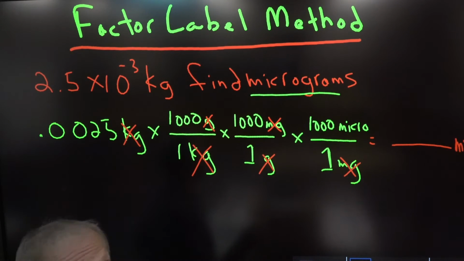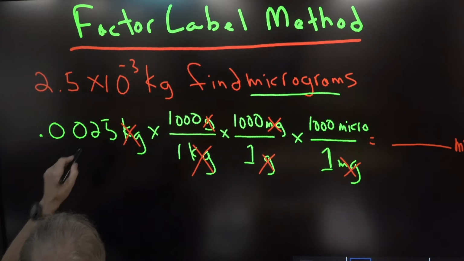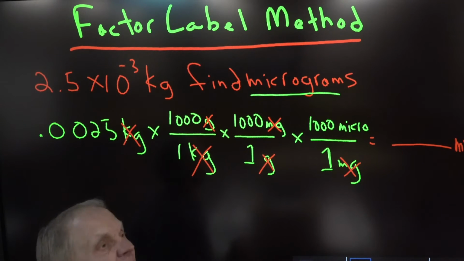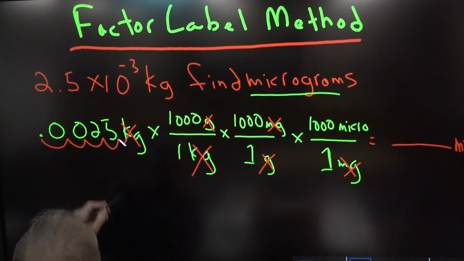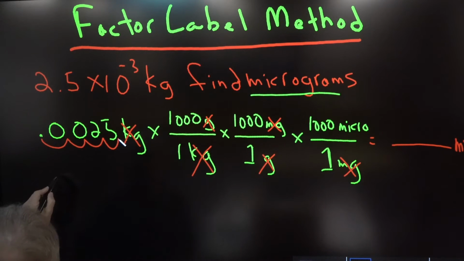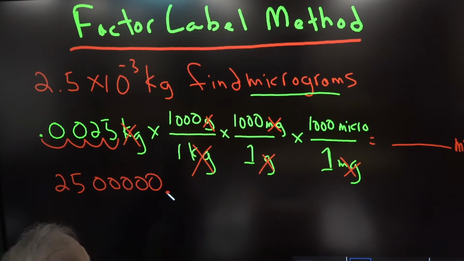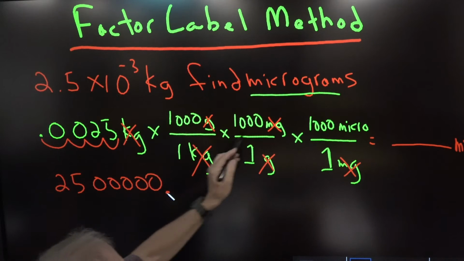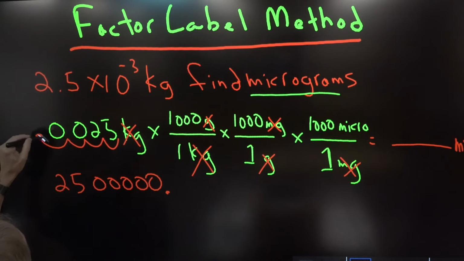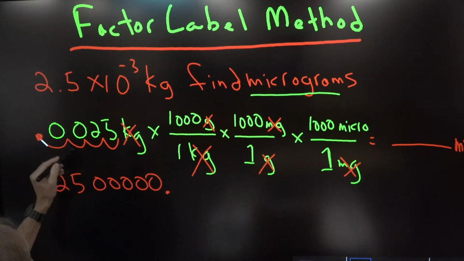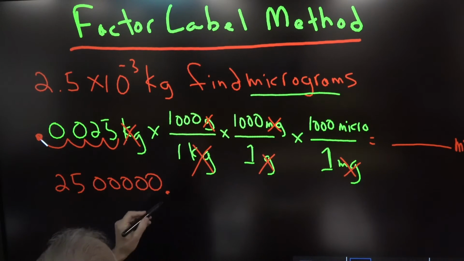So what I like to do is count the zeros, 1, 2, 3, 4, 5, 6, 7, 8, 9. So what that means is I'm going to multiply that number and I'm going to move the decimal place 9 places to the right. 1, 2, 3, 4, and then 5 more places. Now, once again, I count up the zeros on top, and I have 9 zeros. So I'm going to move the decimal place from here 9 places to the right. 1, 2, 3, 4, and then 5 zeros. So here's my number, and that's micrograms.